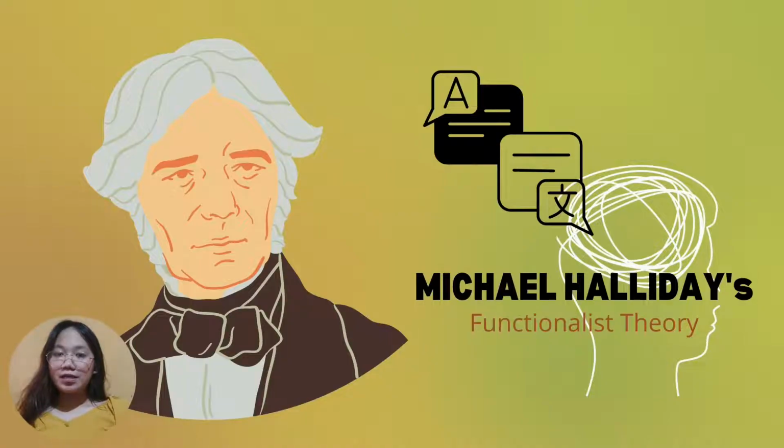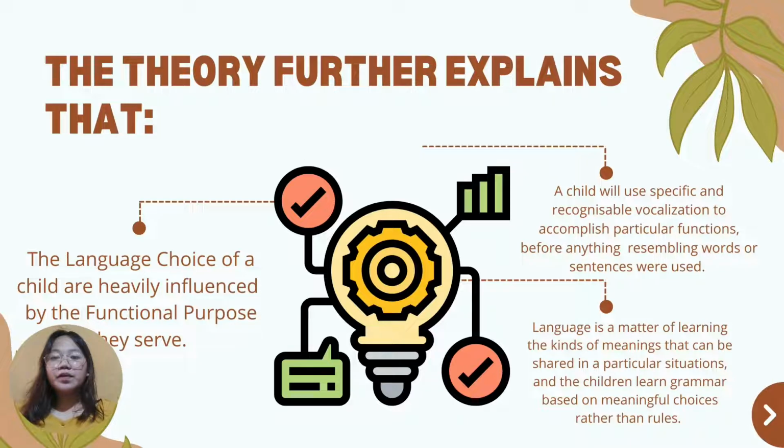The functionalist theory is based on the work of Michael Halliday, who observed the ways his infant son Nigel attempted to communicate. He noticed that Nigel would use specific recognizable vocalizations to accomplish particular functions long before anything resembling words or sentences were used. From this, he concluded that the language choices of a child are heavily influenced by the functional purpose they serve. A child will use specific and recognizable vocalizations to accomplish particular functions before anything resembling words or sentences are used.